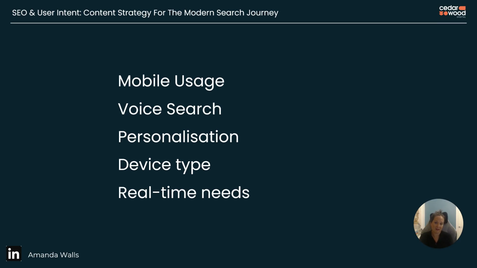Device type, so in addition to mobile usage, there's a lot of different mobiles out there, different sizes, different shapes, tablet devices, a whole host of options out there, so making sure we're delivering a good user intent experience for each device. And finally, real-time needs. So user behaviours change, but as users we are quite impatient. And a big part of this is ensuring that we're giving people stuff when they need it. Because if they don't get it straight away, then often they can get impatient and they can leave.